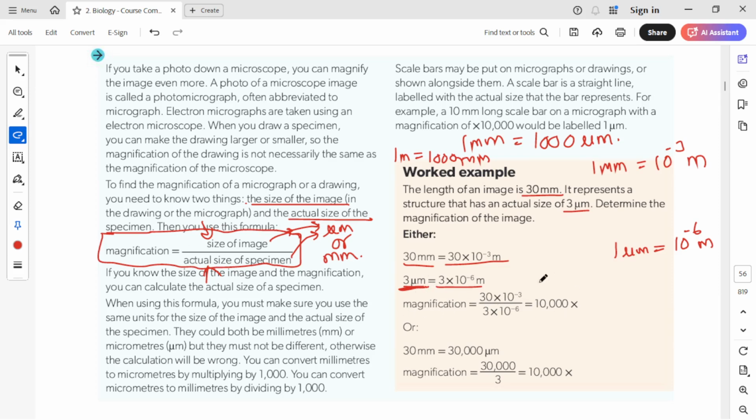Magnification is equal to the size of the image over the actual size of the specimen. The size of the image is 30 millimeters, which is 30 into 10 to the power minus 3 meters, and 3 into 10 to the power minus 6 meters is the actual size of the specimen which will be kept here. So actually we have done a 10,000 times magnification here.